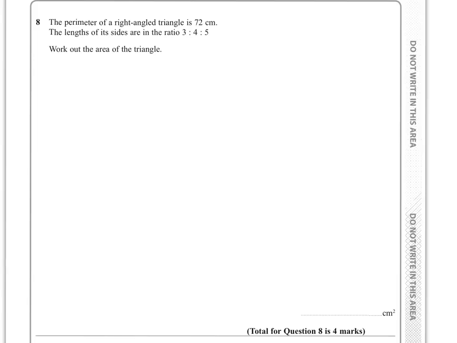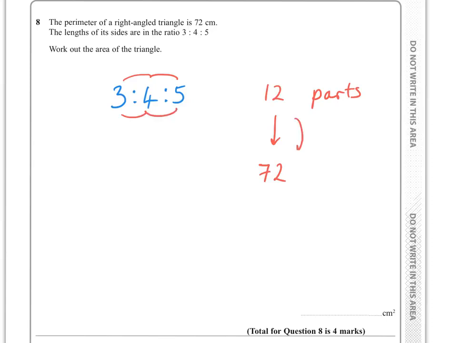Question 8. The perimeter of a right angled triangle is 72 centimetres and the lengths of its sides are in the ratio 3 to 4 to 5. So if we look at this all together, we have 3 and 4 is 7 and 5, that's 12 parts. Well, we want 72 if you think about it, because that's the total perimeter. So these lengths here would make 12. To make that 72 and keep it in proportion, we'd have to multiply the 12 by 6.